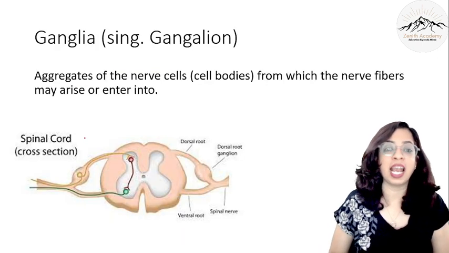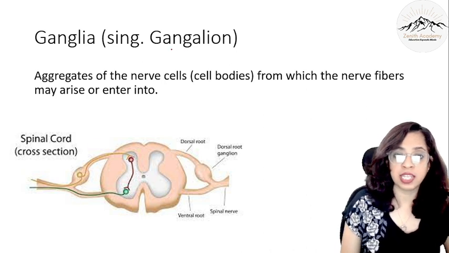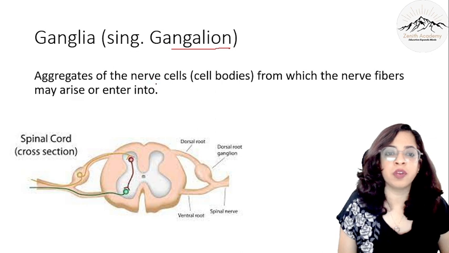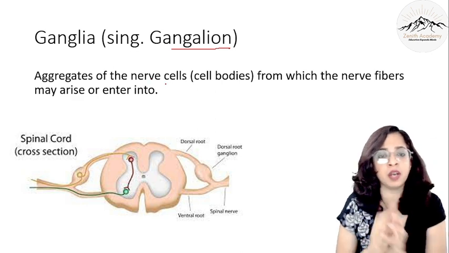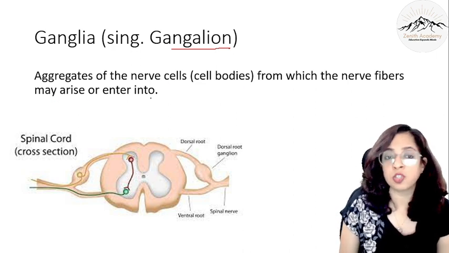Now what is a ganglia? Ganglia is a plural word. The singular is ganglion. Now these are aggregates of nerve cells. We say a bunch, a group. Aggregates of nerve cells or cell bodies from which the nerve fibers may arise or enter into.